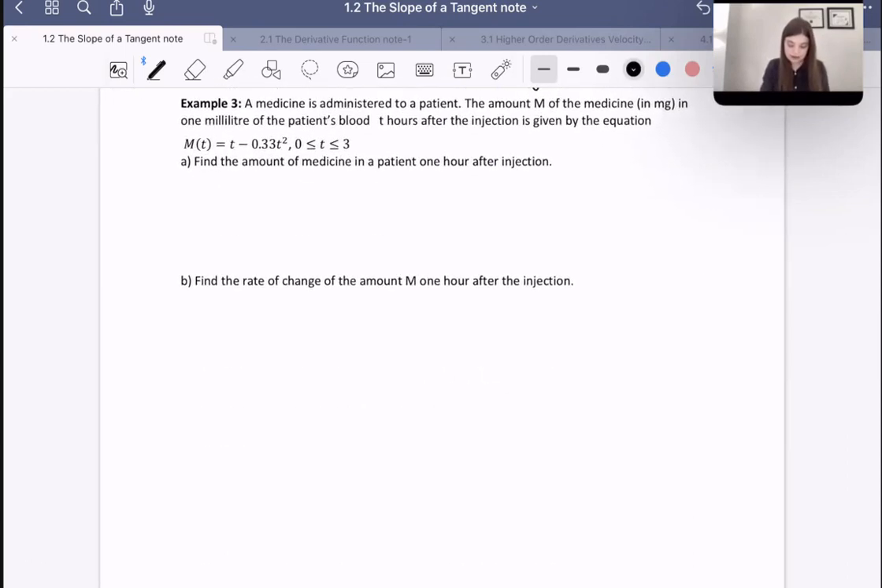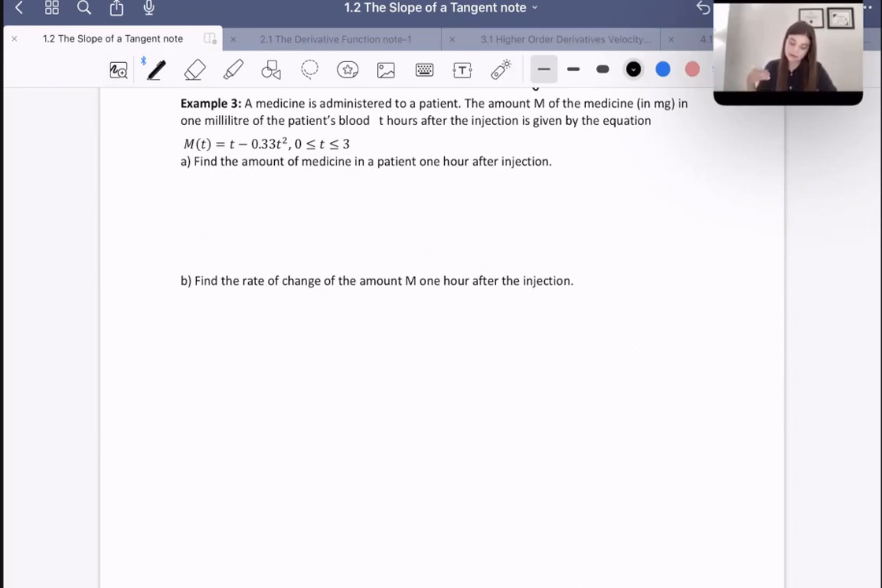Let's try number 3. Number 3 is fairly similar, but a little bit different. But I still encourage you to try this one before we go ahead and do it as a group. So this one says a medicine is administered to a patient. The amount M of the medicine in milligrams in 1 milliliter of the patient's blood, t hours after injection, is given by this equation. Find the amount of medicine in a patient 1 hour after injection, and find the rate of change of the amount M after 1 hour of injection.